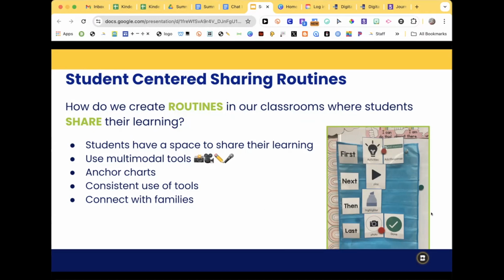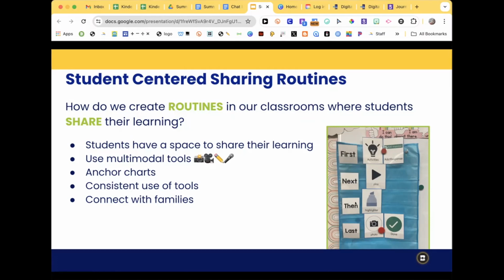This I snapped. I thought this was a great example of an anchor chart. This was in a kindergarten classroom here in Billings, where they started by teaching students how to use Seesaw because it does that double duty. Students can create in it, but then it also shares directly with families pretty easily. So showing their kids, here's what you're going to do first, next, then last, and these great pictures so students can really look at this anchor chart and follow it on their own. So they have that space to share their learning.